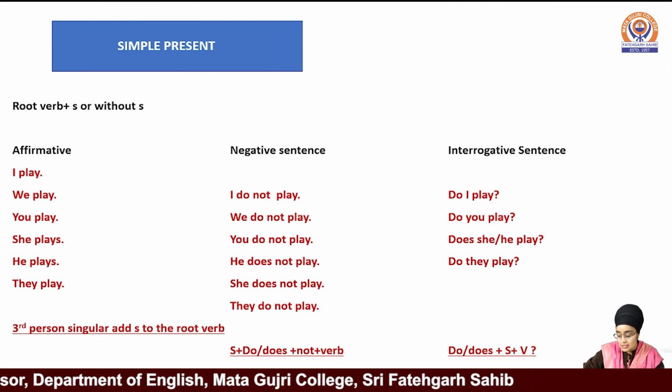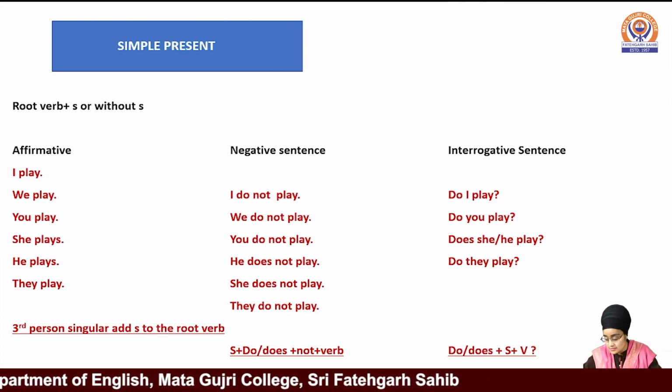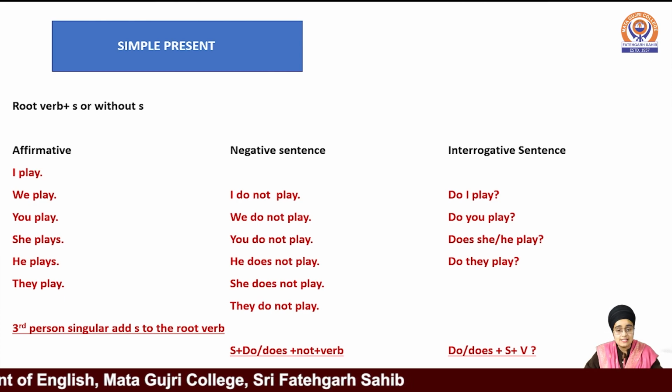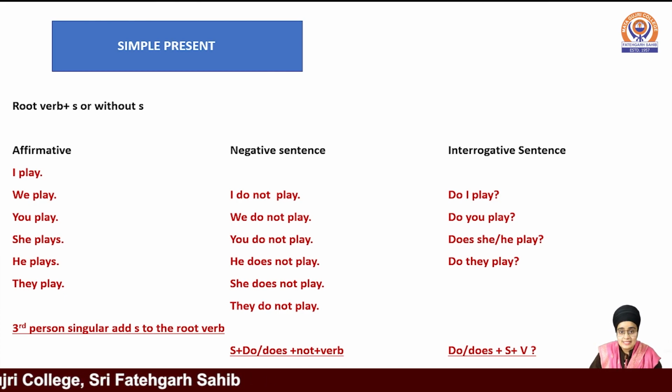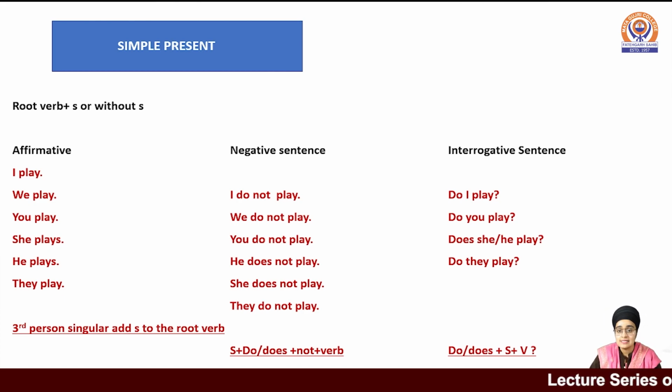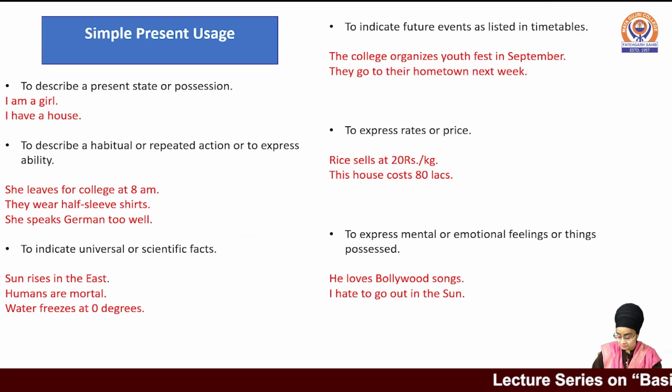Okay, so now come to the third kind of sentences, that is interrogative sentences. In an interrogative sentence in the simple present, you will just swap the position of the subject and do. So you will make sentences like do I play? Do you play? You will just interchange the position of the subject and do. So do I play? Do you play? Does she play? Do they play? And a question mark. So do or does plus subject plus verb and a question mark will make interrogative sentences in the simple present tense.